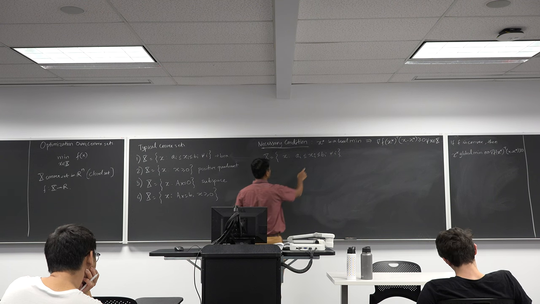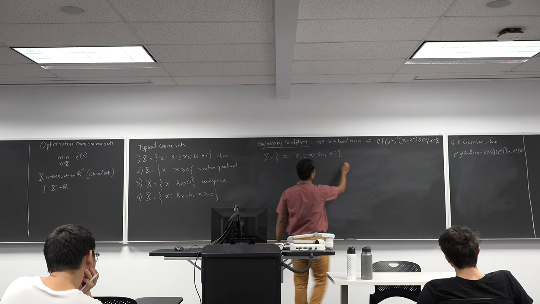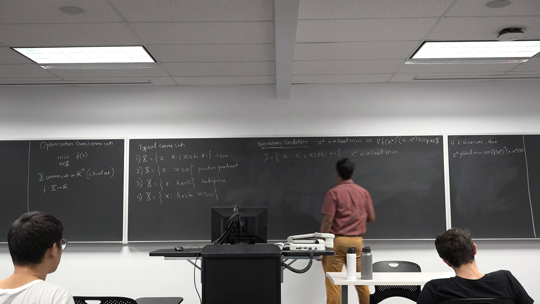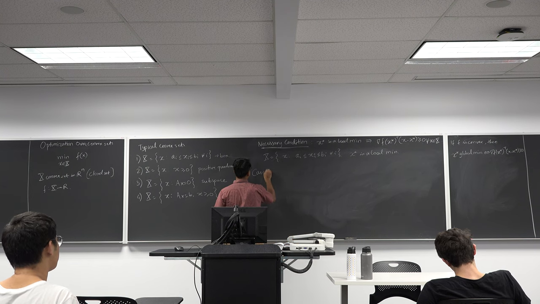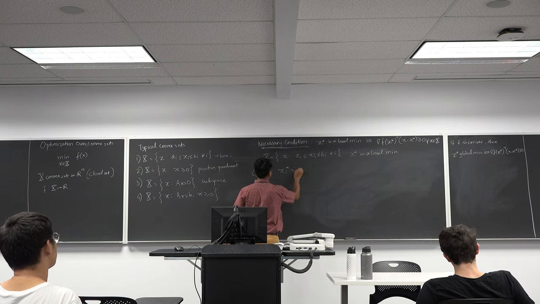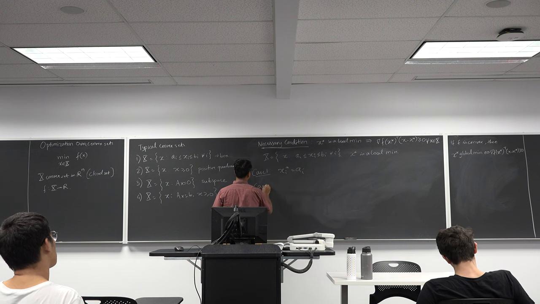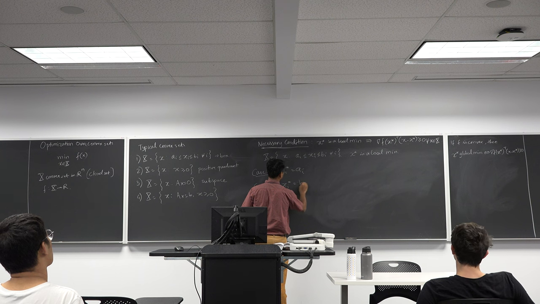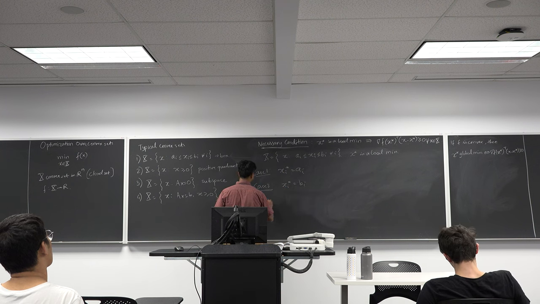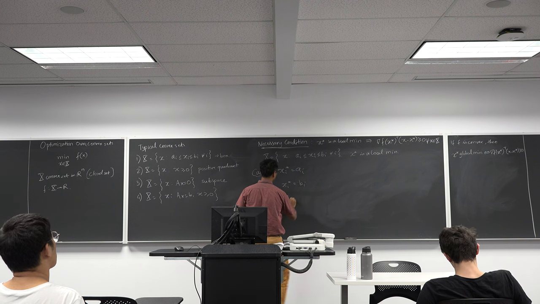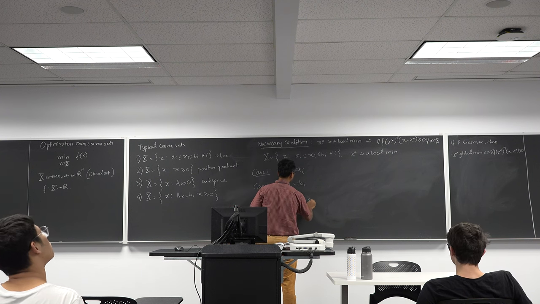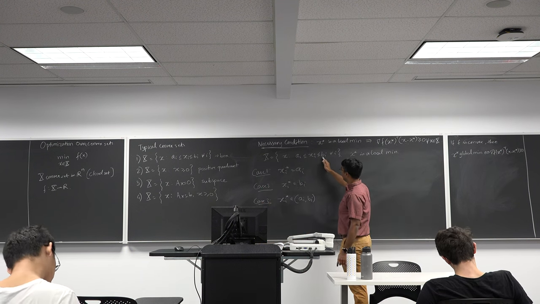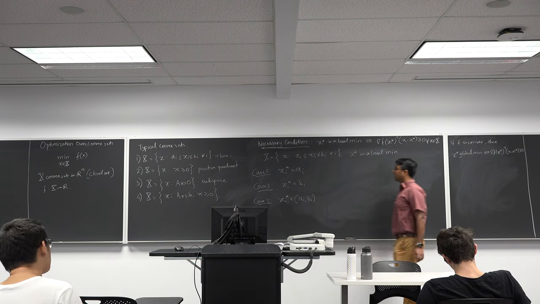Remember that x star is optimal. x star is a local minimum. So there could be three cases. xi star equals ai, xi star equals bi, or xi star lies in the open interval ai and bi. So either it is at the lower end of the boundary, it could be at the upper end of the boundary, or it is somewhere in between.